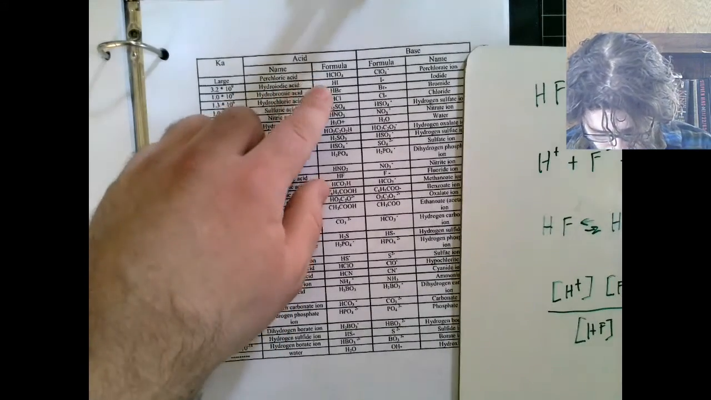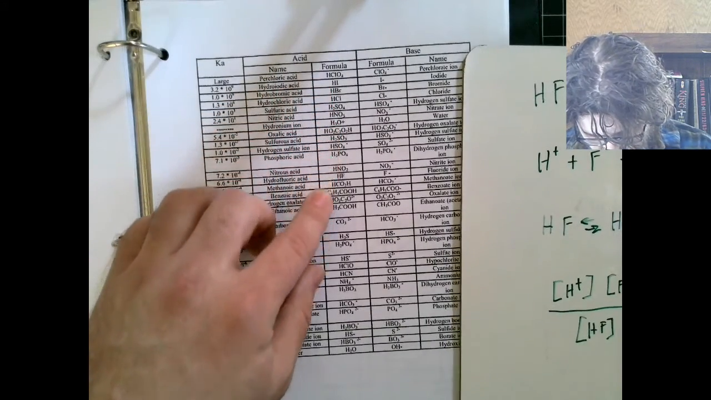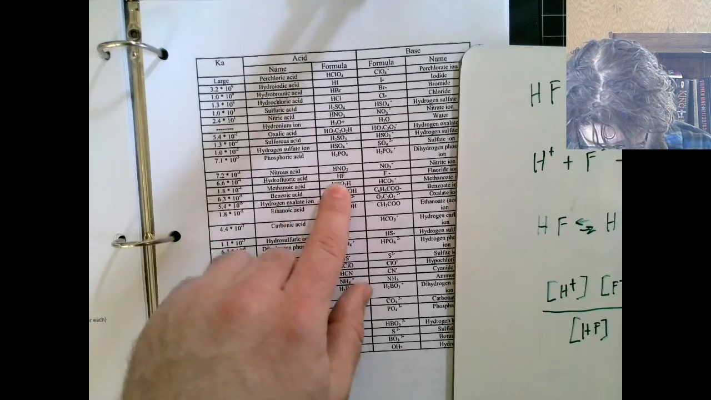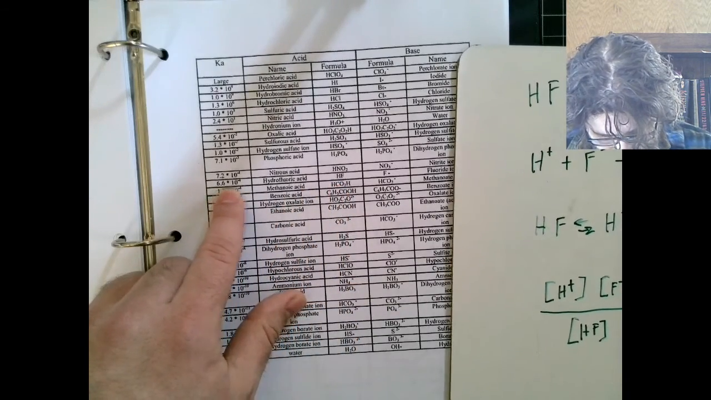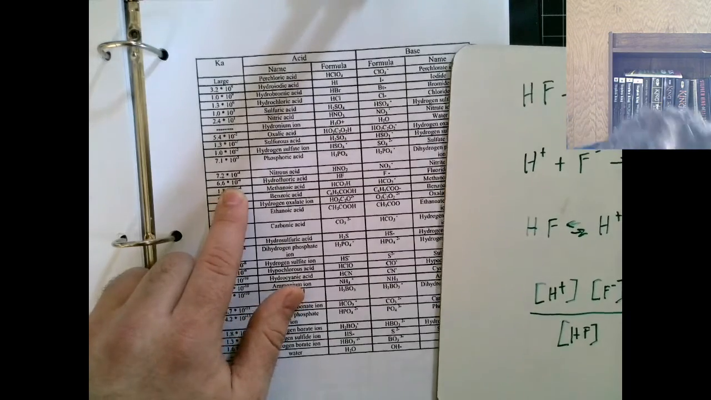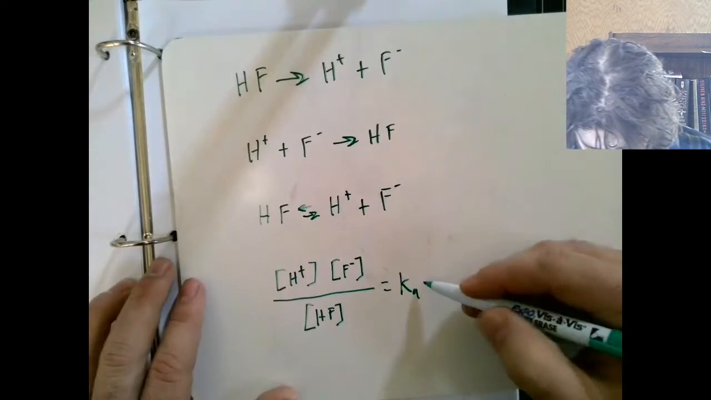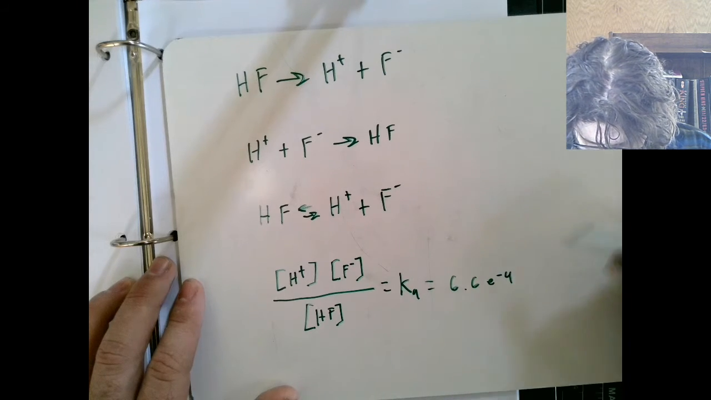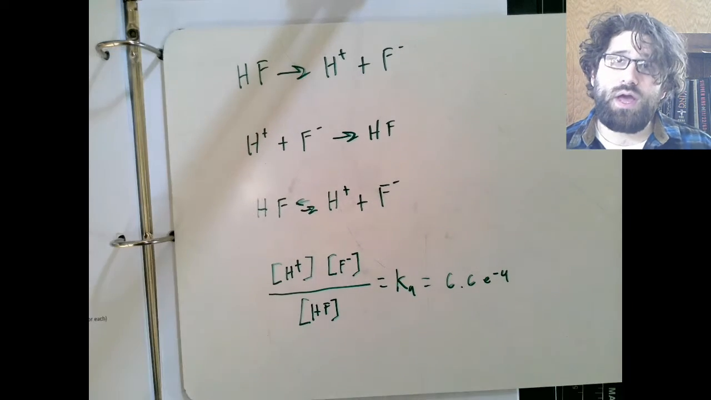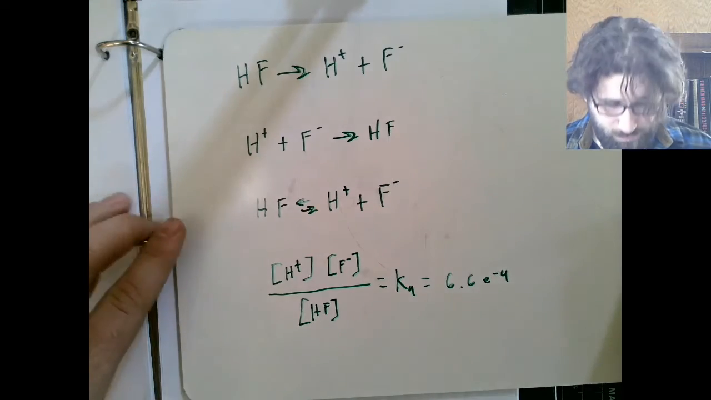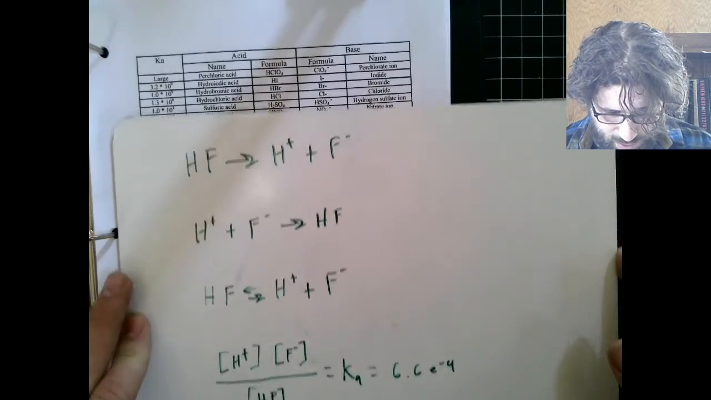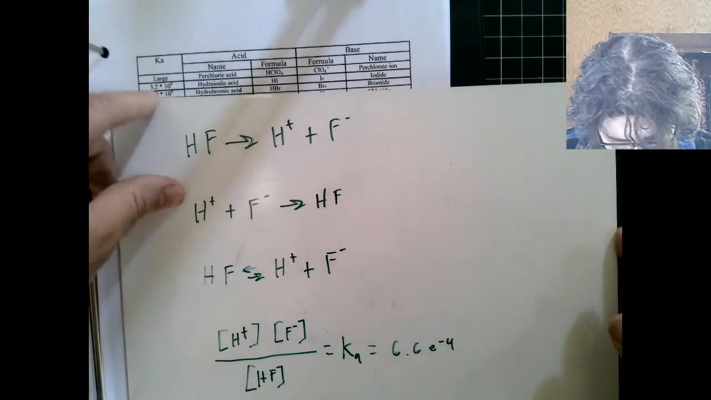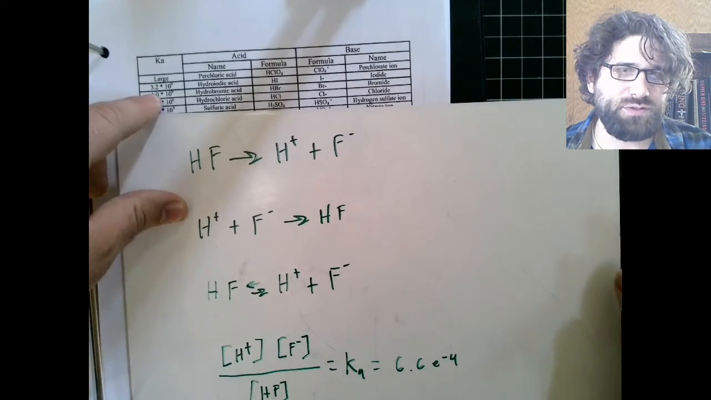So I could look down and go, okay, I need HF. There it is. Okay. 6.6 times 10 to the negative 4. So that Ka equals 6.6 e to the negative 4th. Now, a different acid is going to have a different amount. When the number is really large like that, that's how you know it's a strong acid.